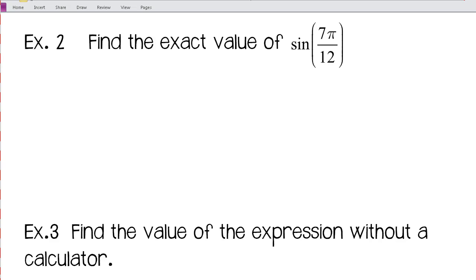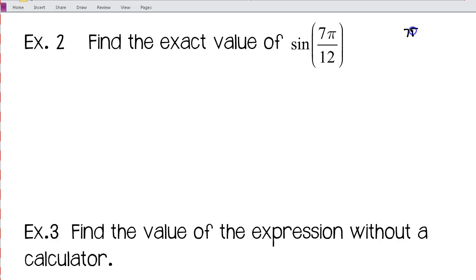So for example 2, we want to find the exact value of sine of 7 pi over 12. We touched on this in the last video. We could plug this into our calculator and get an estimated value, but using our sum and difference formulas we can get an exact value and we don't need to use our calculator. So the first thing that we need to do is figure out how I can write 7 pi over 12 in terms of our special angles.